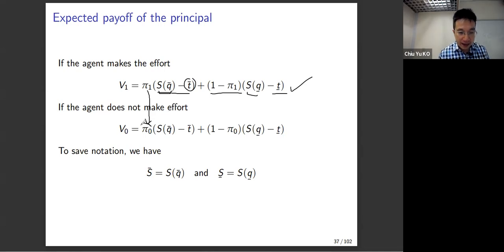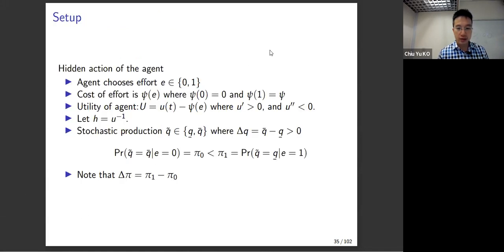No, S pi 0 means if you don't put in effort, you still have high output. So that's why I said the notation is correct, right? This is what it says. You don't put in effort, high output. So this is upper bar here. You put in effort, high output. Okay, sorry for the typo here.